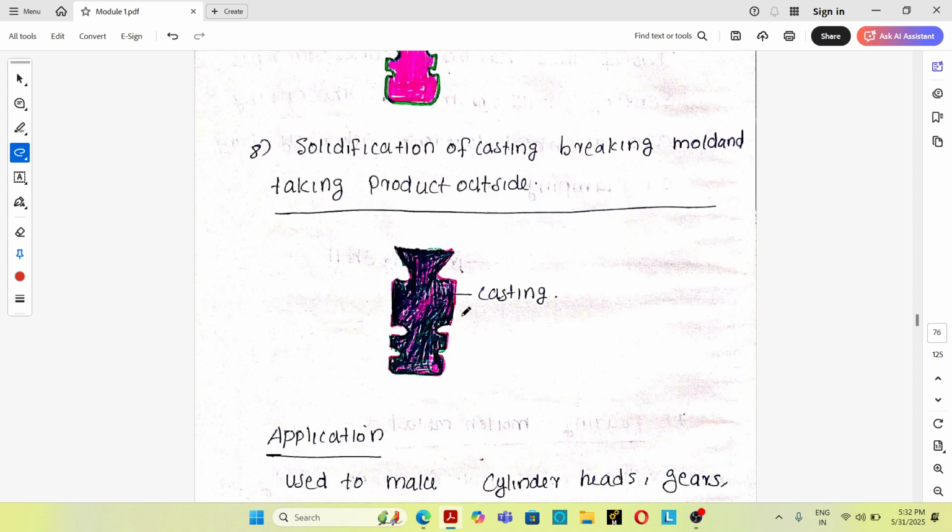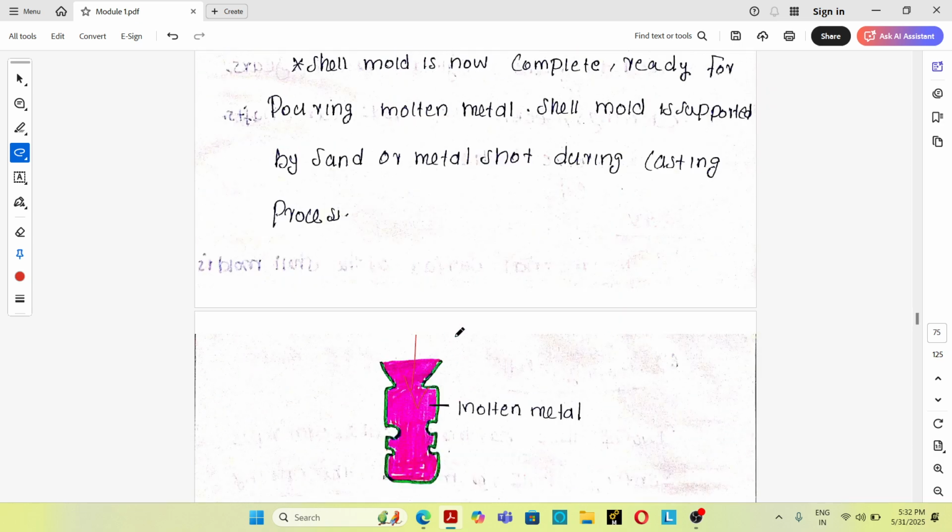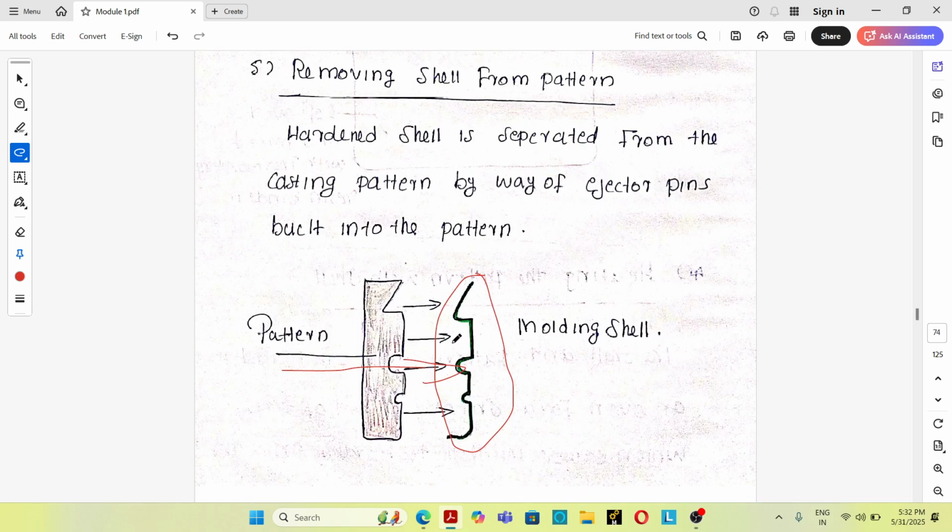And the eighth step, after solidification, the molten metal inside the shell mold is converted to solid state. After solidification, the entire mold is broken and the product is taken outside. So these are the different steps in the shell mold casting process.